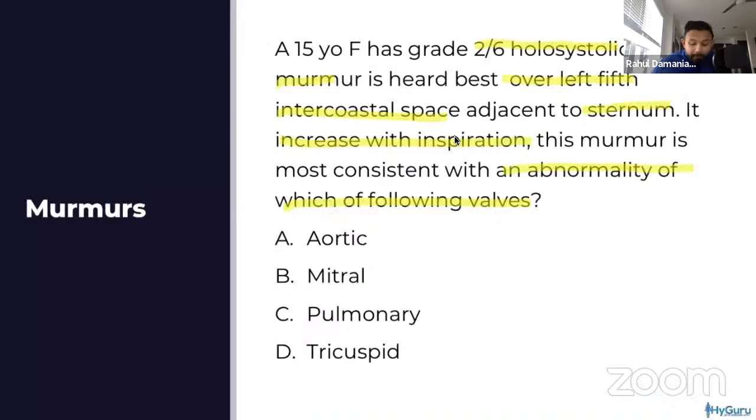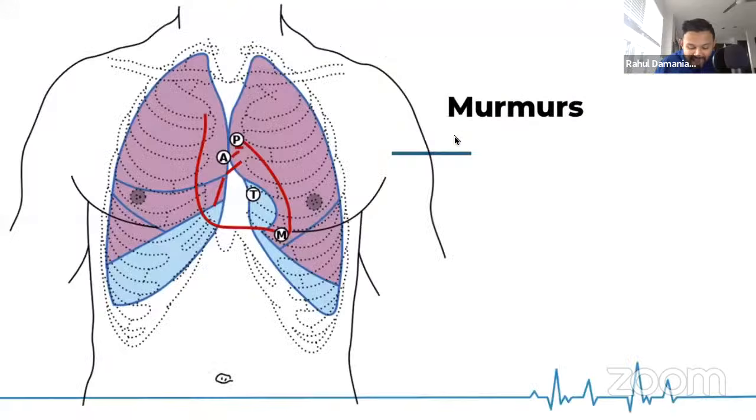And remember that when you're talking about this patient, is going to have a murmur that is heard where? Near the tricuspid area. And it increases with inspiration. Remember, right-sided murmurs are going to increase with inspiration. And so you notice that this patient is going to have an abnormality of the tricuspid area.